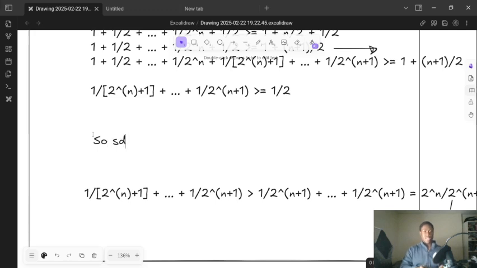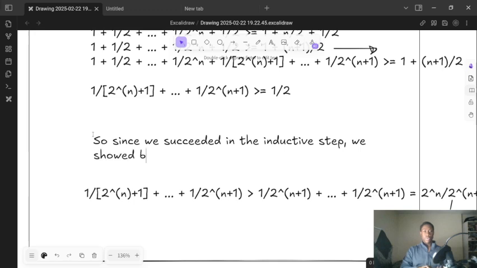So since we succeeded in the inductive step, is it inductive leap? One of the two. I don't remember the exact term, but it's fine. Since we succeeded in the inductive step, we showed by induction the property, and that's it, shown. Like square.